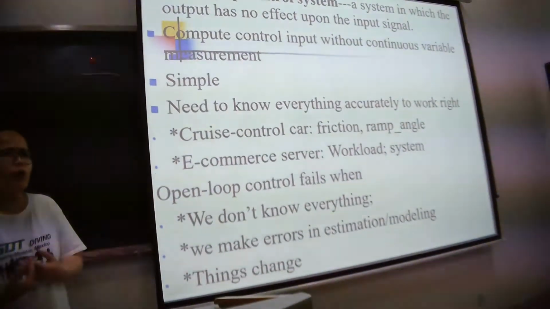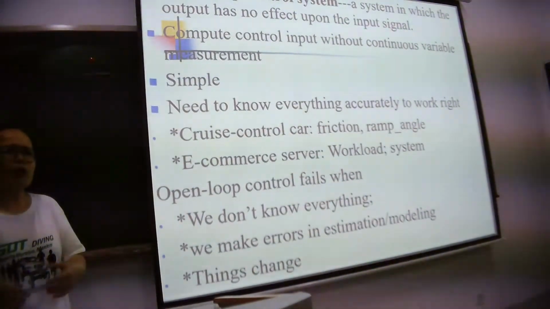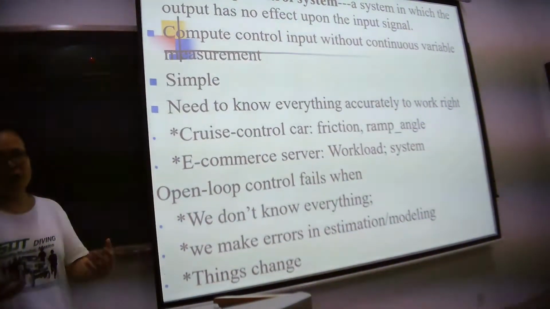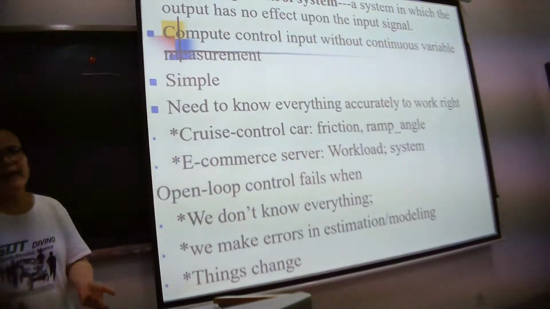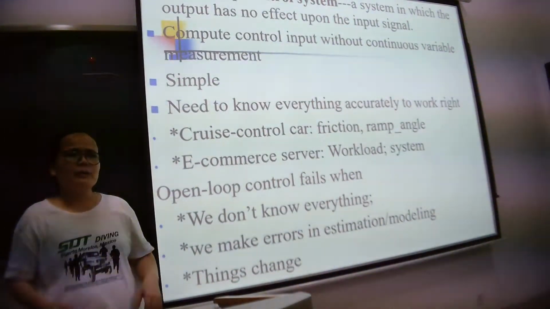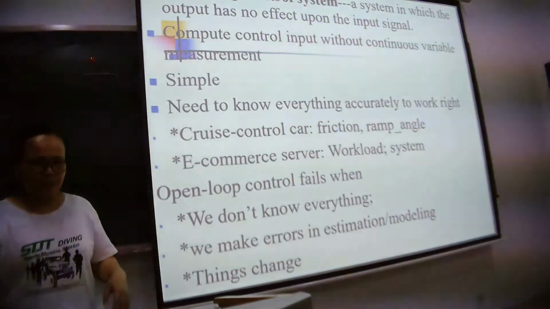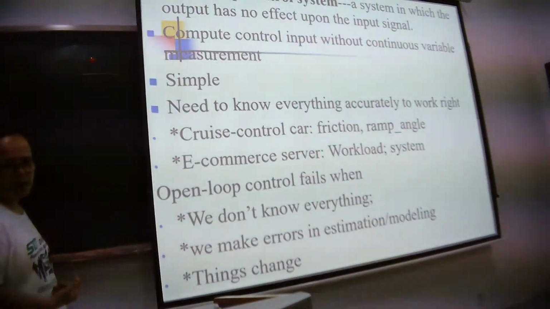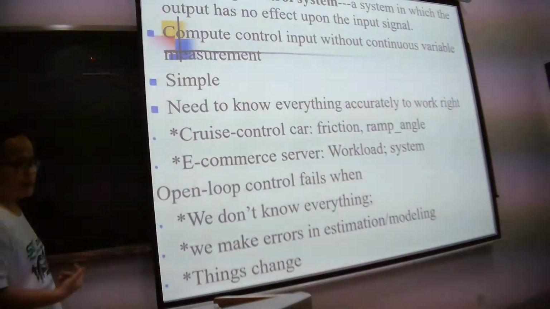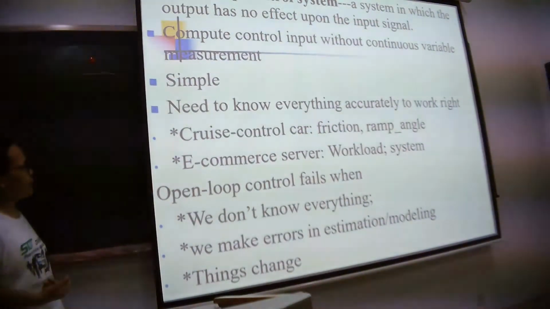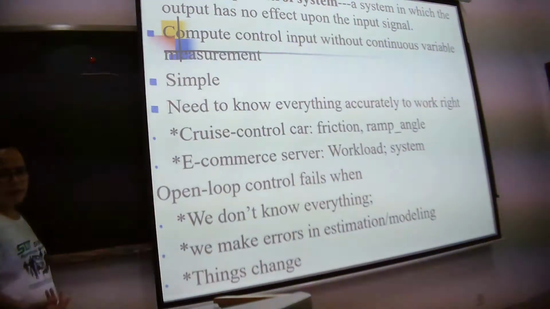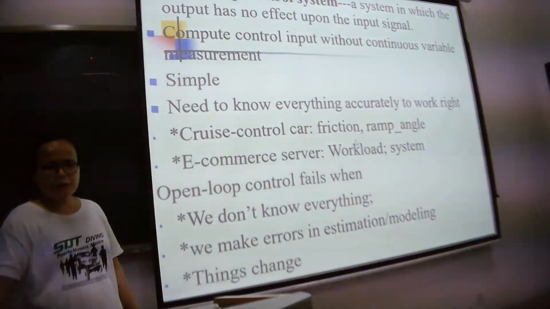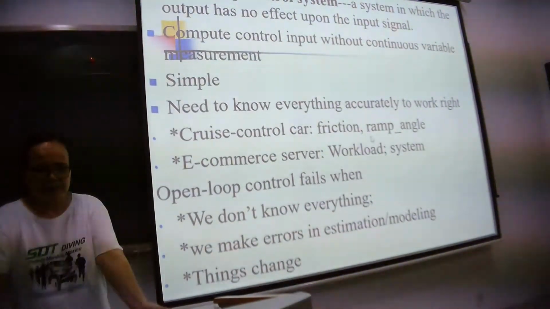The output is wrong. The system cannot modify it automatically. It's wrong, so we need a worker to modify the system. Now, compute control input without continuous variable measurement. But this system is simple. It's very simple. Now it's very widely used, and we need to know it to make it work right.